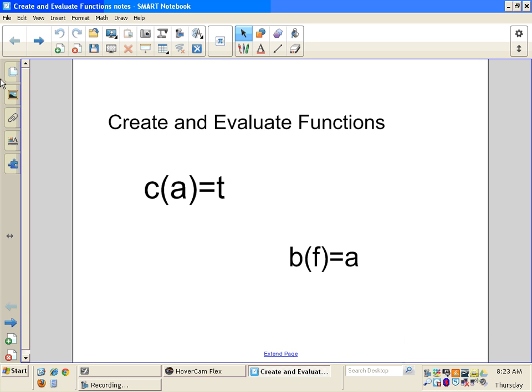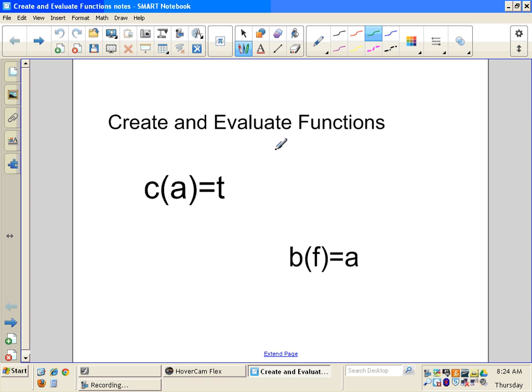Okay, welcome to a short video about creating and evaluating functions. Function is just a fancy name for when you have a pattern that you can write a rule for. For example, last week we were talking about sequences, and we saw that there's an adding or subtracting pattern, which meant it was an arithmetic sequence, or a multiplying pattern, which meant it was a geometric sequence. We could write equations for those, or we can write them in function form.